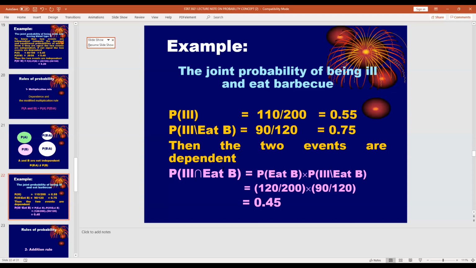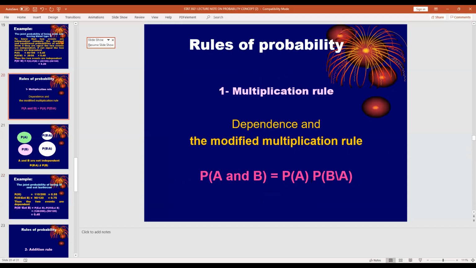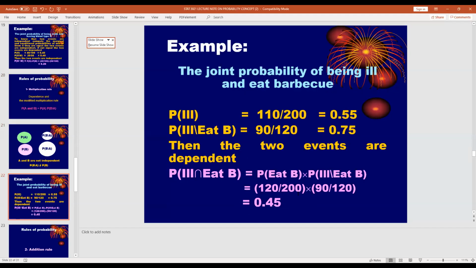Now, if I want to figure that out, you remember the formula that I gave you before. That's exactly what I'm going to use. The probability of A intersection B equals the probability of A multiplied by the probability of B given A. So the probability of being ill and eating barbecue will be equal to the probability of eating barbecue multiplied by the probability of being ill given eating barbecue. Now I multiply that, and it gives me 0.45. The 0.45 indicates the joint probability between the two events, getting sick and eating barbecue. Which means it occurs 45% of the time.